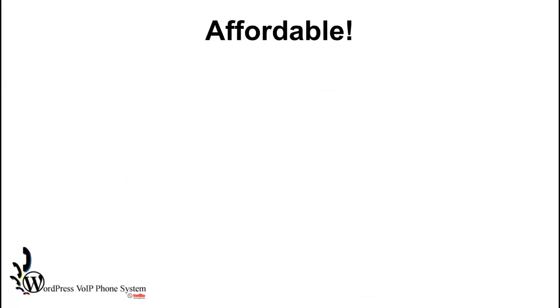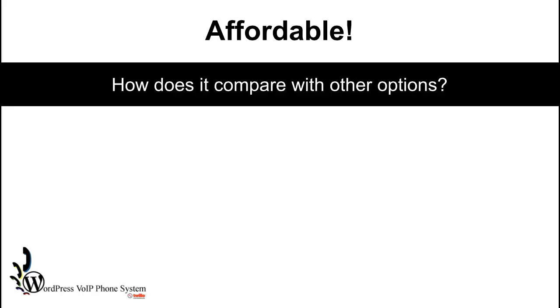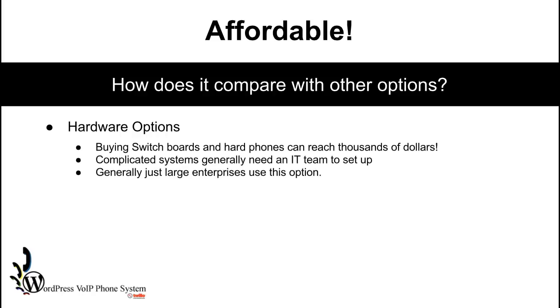So let's take a look at how this compares to other options. With phone systems, there generally are just two options. One is hardware. The thing with hardware, though, is you have to buy the hardware. Buying these switchboards, installing them, buying all the hard phone systems, this can reach up to thousands and thousands of dollars. And also, these complicated systems generally need an IT team to set them up, manage them, and fix them. For the most part, large enterprises and corporations use this option, because they are the only ones that can afford to do it.